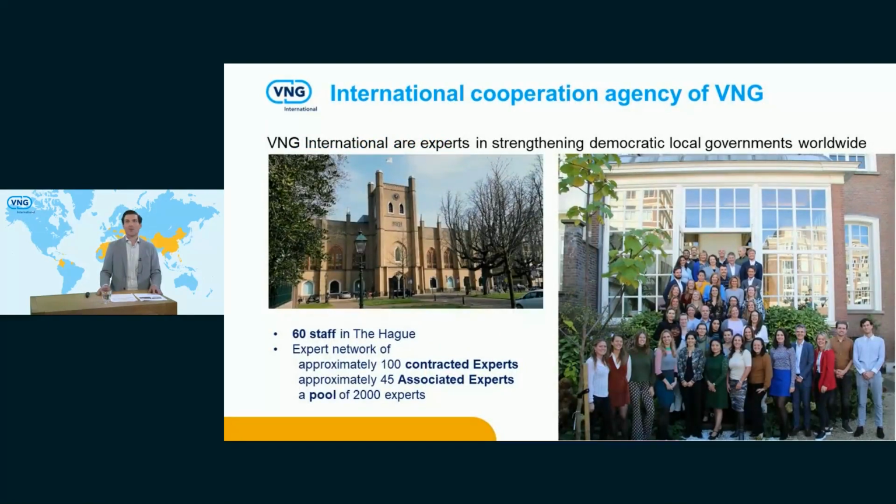Just briefly for our colleagues outside of VNG International who don't know us yet, VNG International is the International Cooperation Agency of VNG, the Dutch Municipal Association. And we have 60 staff members in The Hague, as well as an expert network with associated experts like Niels, and also more international experts in our pool of experts.